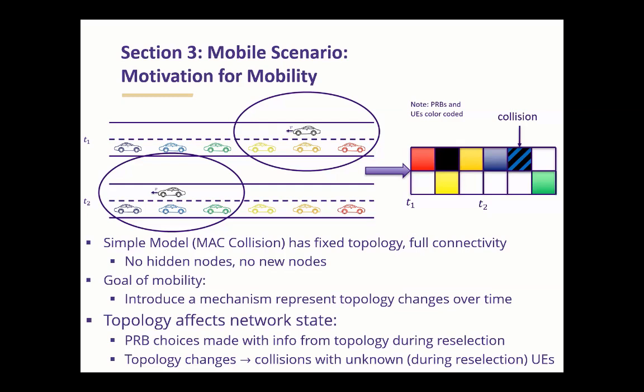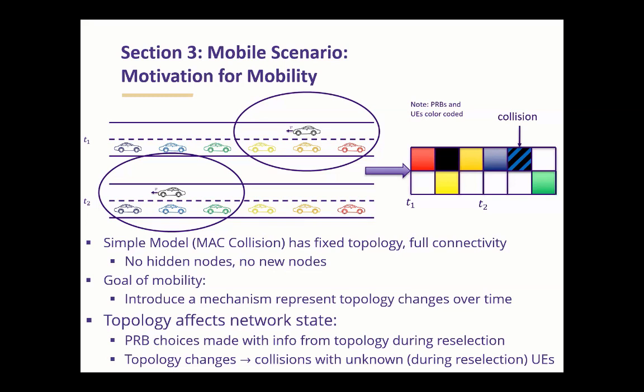You can see that happening here, where at T1, the black UE's PRB choice is good, given that it avoids the other 3 UEs it can detect, while at T2, suddenly it collides with the blue UE, whose transmission it did not consider because it could not sense it during the last reselection event. Essentially, it was hidden to the black UE.